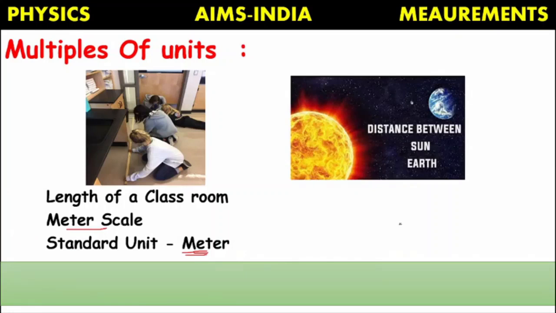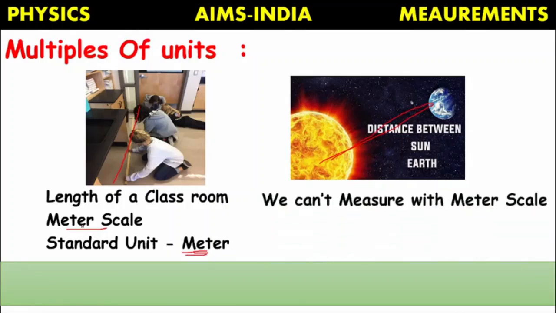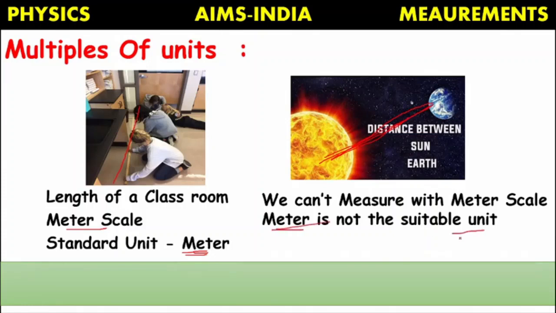With the same meter scale, is it possible to measure the distance between sun and earth? It's highly impossible, because it's a very large distance compared to the distance between one corner of the room and the other corner. So this much large distance we cannot measure with the help of a meter scale. We need some special kind of instruments or techniques for measuring this kind of distances, and the meter is not the suitable unit, because meter is a very small length.